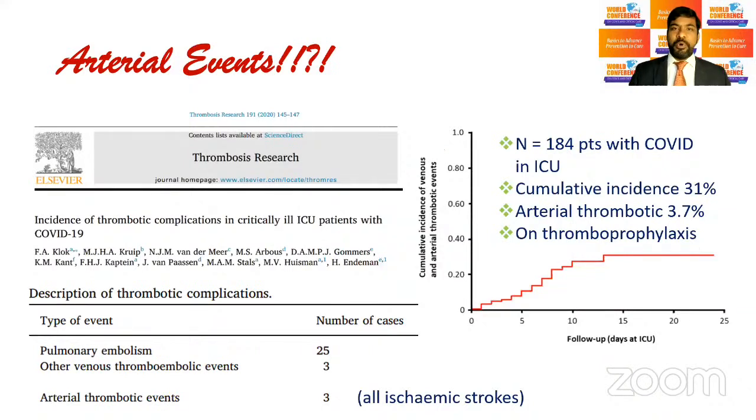Probably the first report of arterial thrombotic events came up somewhere in mid-spring 2020. It was in this analysis by Klok et al. from his Dutch ICU, where he analyzed 184 patients with COVID and gave a cumulative incidence of 31%. That is for all the thrombotic and thromboembolic venous and arterial disorders. And in his cohort, there were 3 patients who presented with arterial thrombotic events, all of which were ischemic strokes.